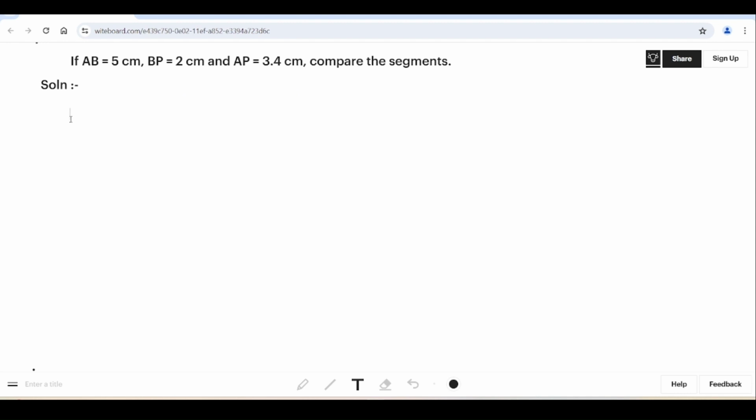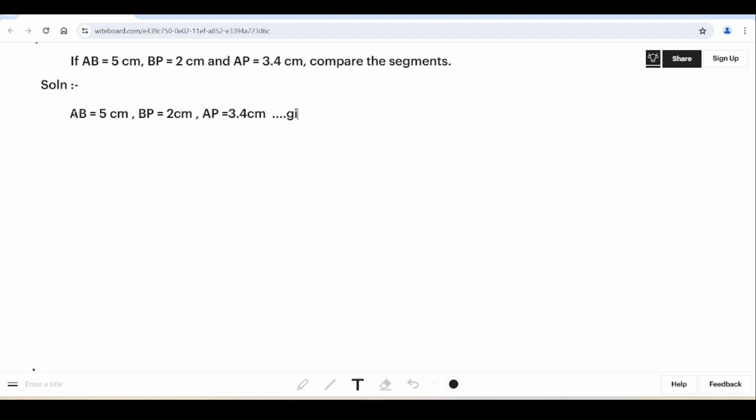So now, next question is, we have the three segments AB, BP and AP. Then we have to compare the segments. Now see, when we have to compare the segments, we just compare the length of the segments. Now we are given AB is equal to 5 centimeter and BP is equal to 2 centimeter. Again, AP is equal to 3.4 centimeter.